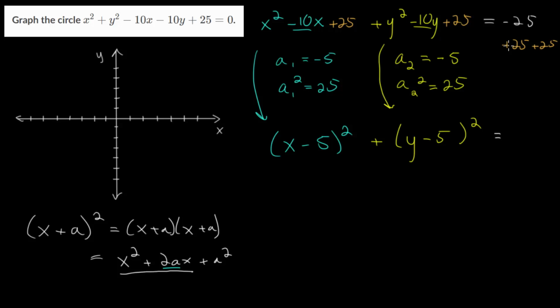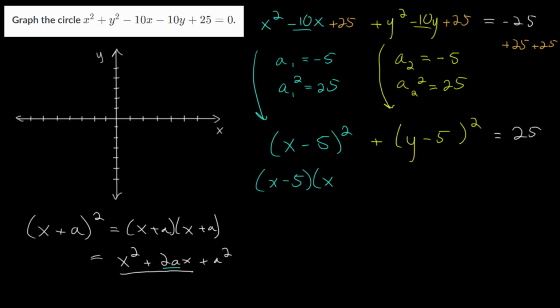And minus 25 and 25 cancel out. And so we just get 25. And you can test this by just re-multiplying it out. So rewrite this as x minus 5 times x minus 5, and use distribution to multiply that out. You do the same with the y terms, and you'll see everything will simplify back to what you started with.